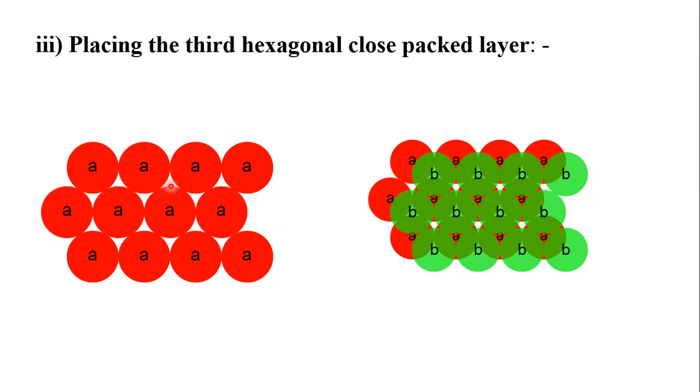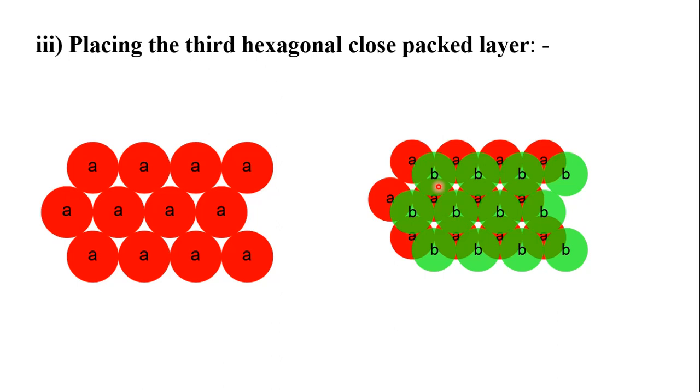These are the depressions: triangular spaces or voids of the first layer. The spheres of the second layer are placed on the depressions of the first layer. And these two layers are not identical. The spheres of these two layers do not align, and therefore they are different. Therefore, the first layer is labeled as A and the second layer is labeled as B.